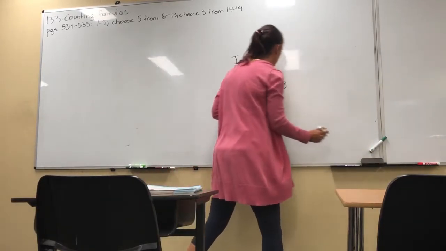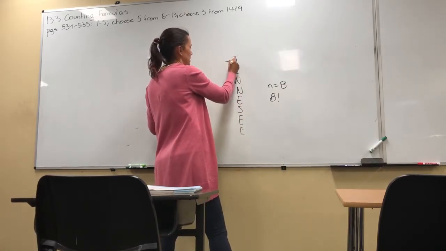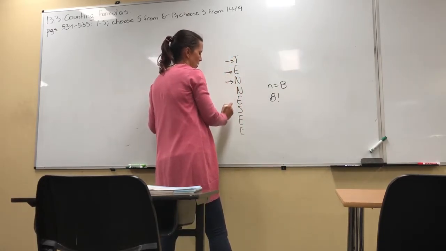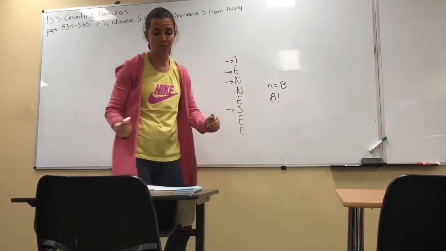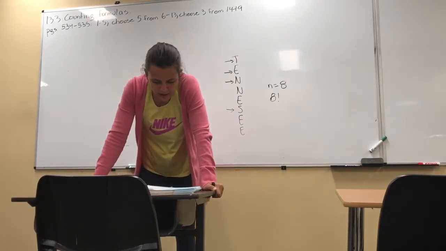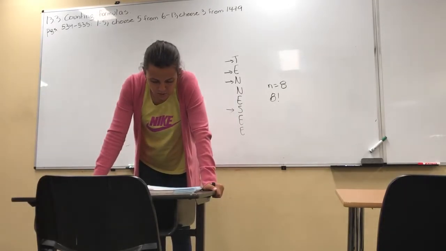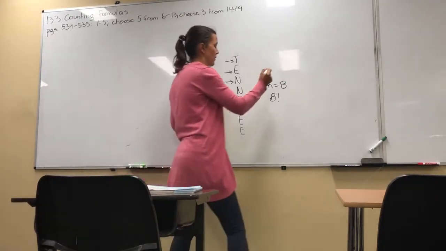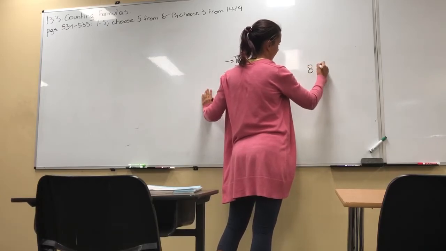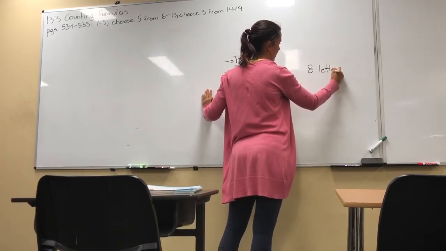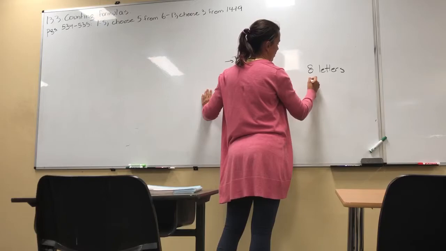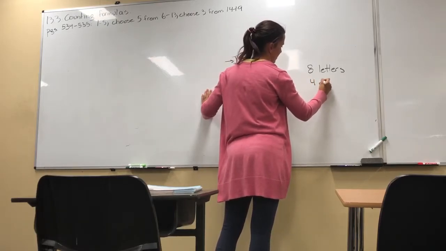How many different letters do you actually have? You have T, E, N, S. Those are your 4 different letters. So how are you going to do it? The 2 S's, so the total number of arrangements we have, how many objects we have, right? So we have 8 letters, but we only have 4 different letters.